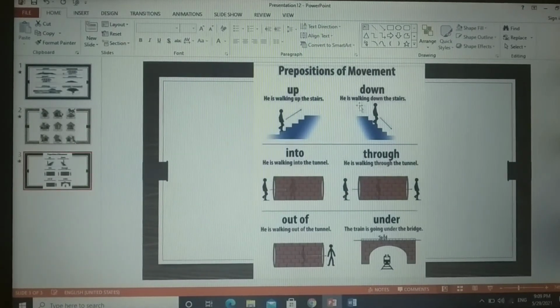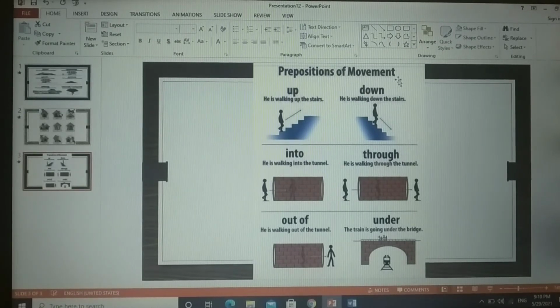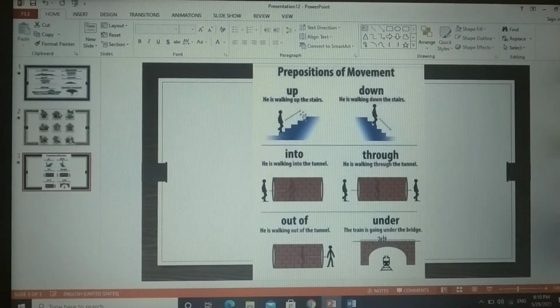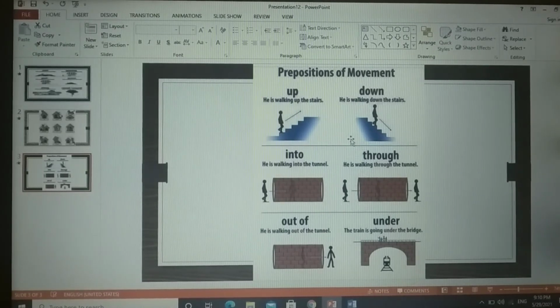Up, down. They are antonyms. They are prepositions of movement of people or cars or anything that can move. Up, he is walking up the stairs, like the upper part. He is going towards the upper part. And down, he's walking down the stairs. As you see, up means rise up. Down means like goes down, going down.